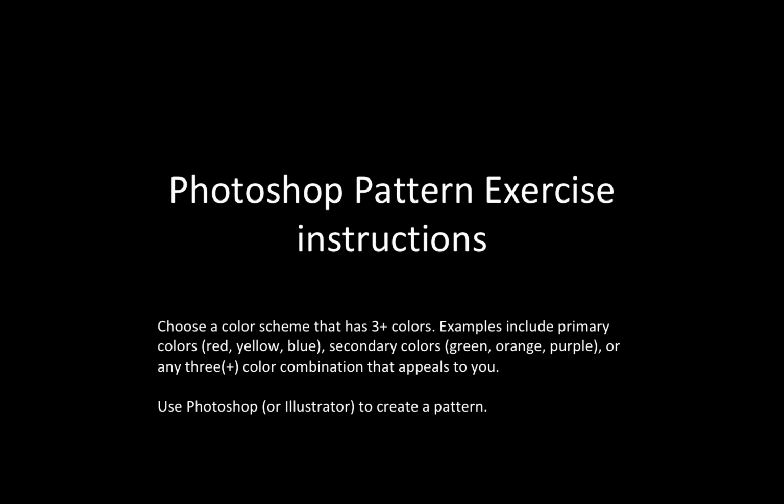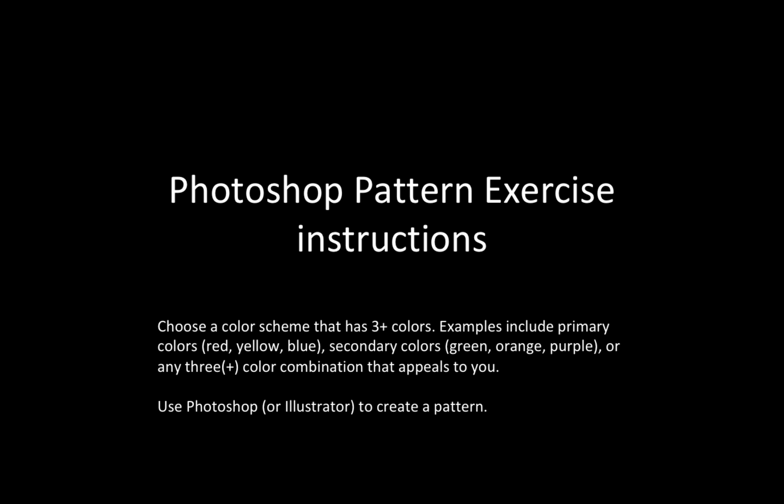In this exercise, you are going to choose a color scheme that has 3+ colors. A couple examples that are really simple are red, yellow, blue. Those are the primary colors. A secondary color scheme includes green, orange, and purple. But you can choose any 3 or more color combination that appeals to you.